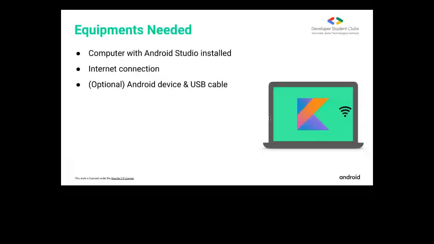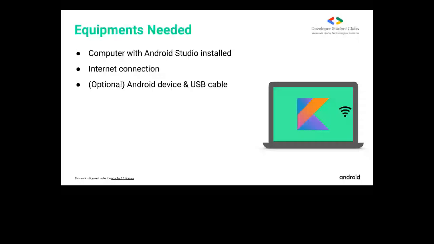Okay, before showing all the tracks, there are some equipment needed. Of course, you need a computer and an internet connection. Android Studio should be installed on your computer. And I suggest you keep an Android device and USB cable, though it's optional. You can run the app on an AVD. AVD is basically an Android virtual device, a virtual device running on your computer, so that you can run your apps on that device to test them.